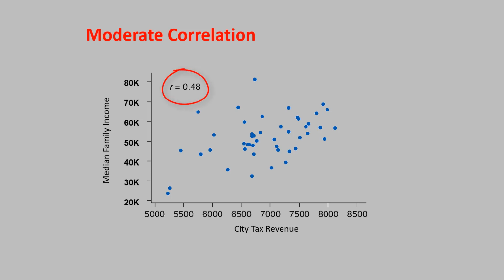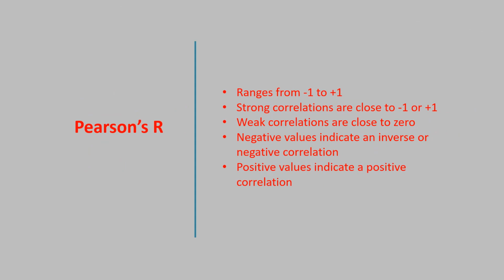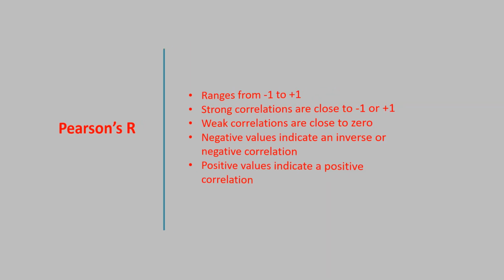That's where the correlation coefficient r comes in. r gives us a number that describes the relationship between these variables mathematically. Here are some facts about r. r ranges from -1 to +1. Strong correlations are close to -1 or +1, and weak ones are close to 0. Negative values indicate an inverse or negative correlation, and positive values indicate a positive correlation.